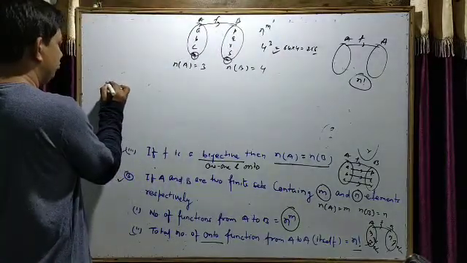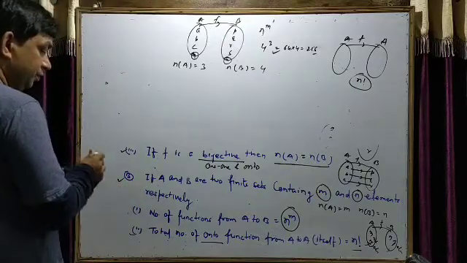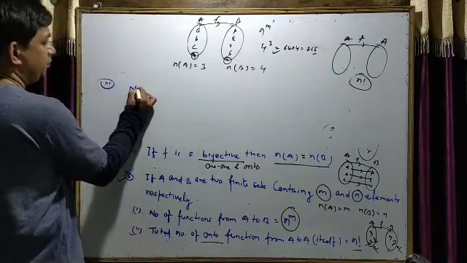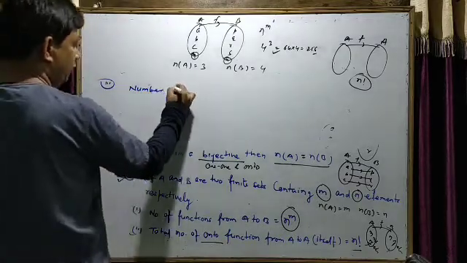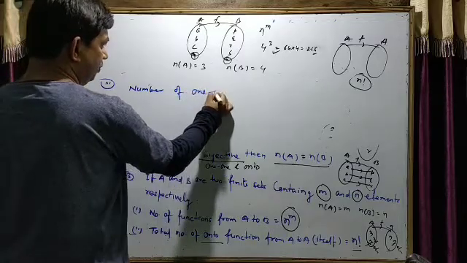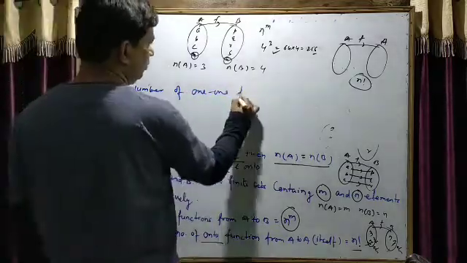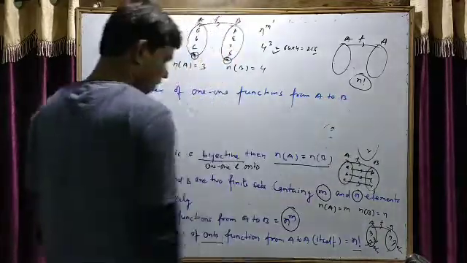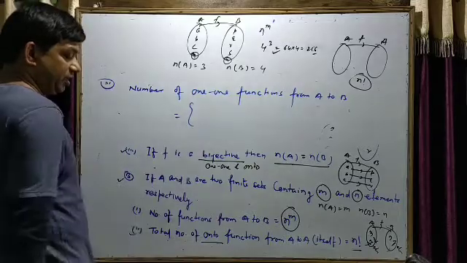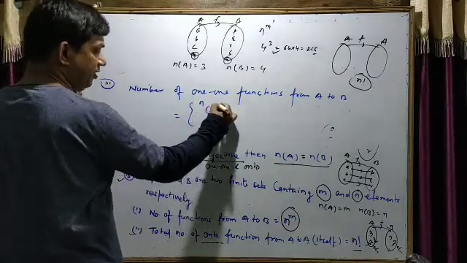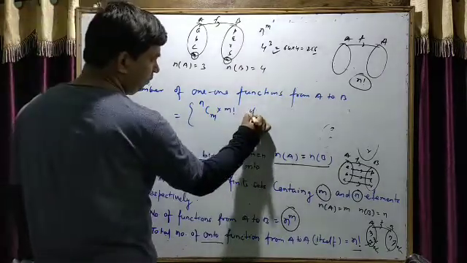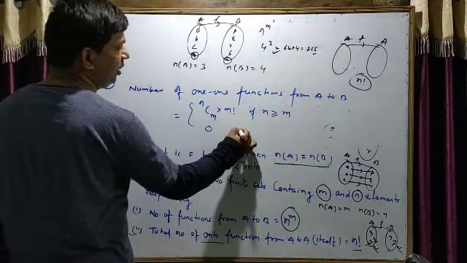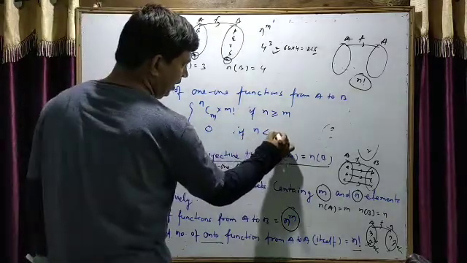Number 3 means the third point. This is first, second, now the third point. Number of one-one functions from A to B. It has two conditions. nCm into m factorial, this is a combination into m factorial, if n is greater than or equal to m, and the number of one-one functions is 0 if n is less than m.